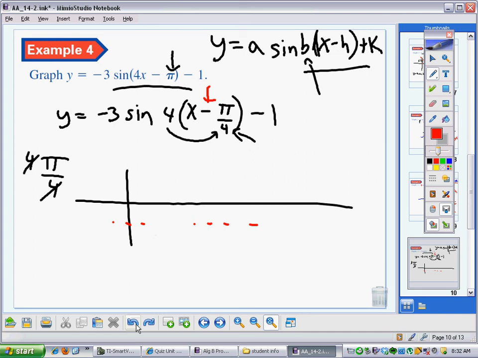Next thing I do, endpoints, or period. Period equals 2 pi divided by b. B is 4. 2/4 is 1/2, so it's pi over 2. My end point, I believe, is pi over 2. However, there's a shift.